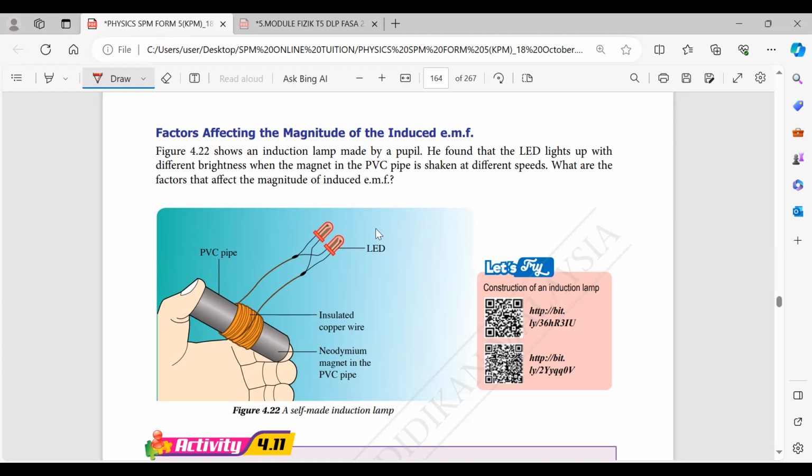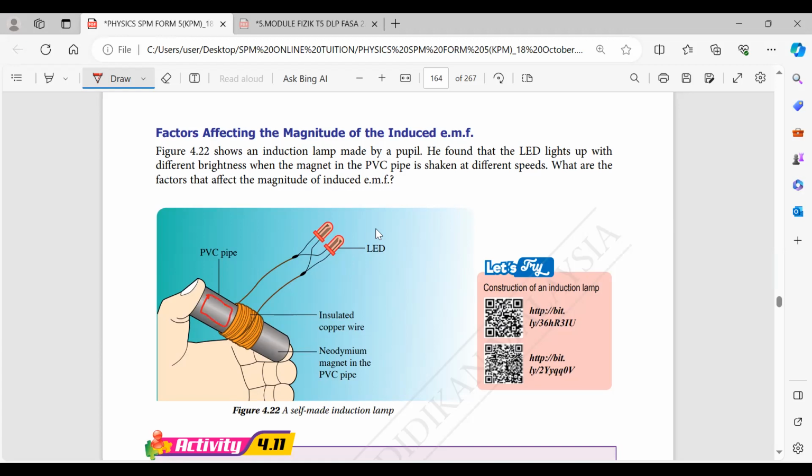So what are the factors that affect the magnitude of the induced EMF? We can do a simple demonstration. We can take a magnet and place the magnet inside here, and then close both ends with your finger, and then you try to move it.